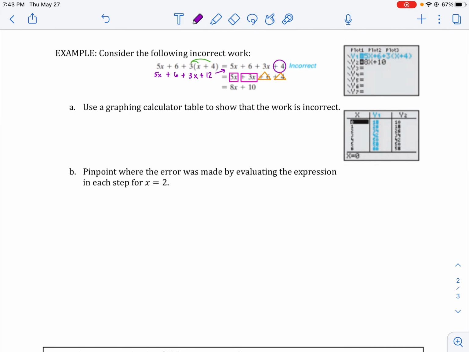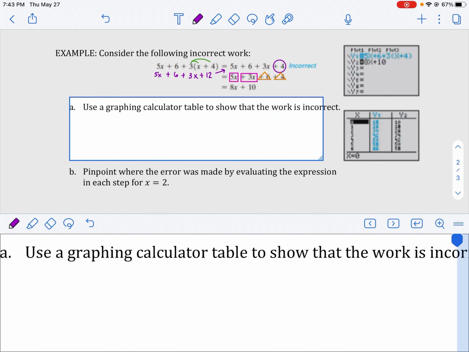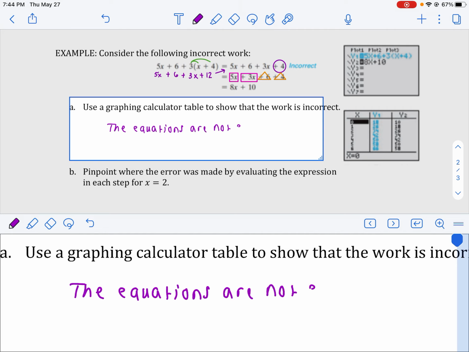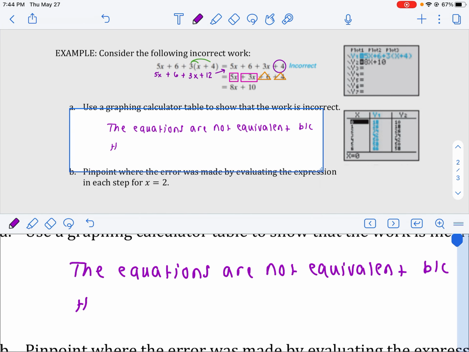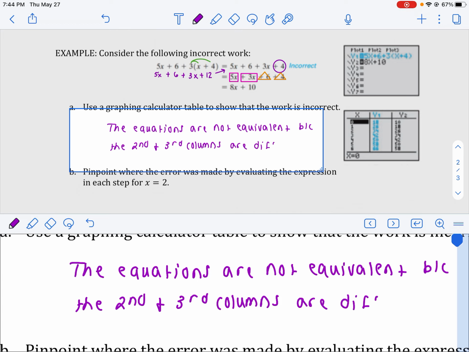What we're going to do next is find where that error is located. So let me go ahead and first put that the equations are not equivalent because the second and third columns are different in the table.